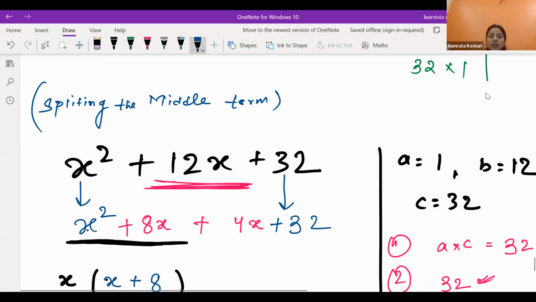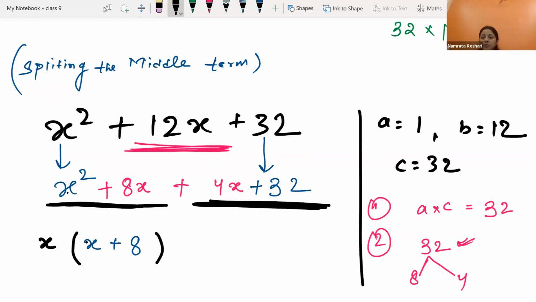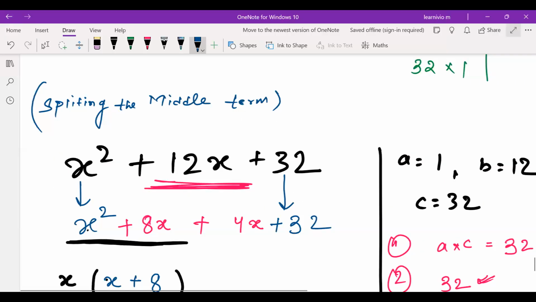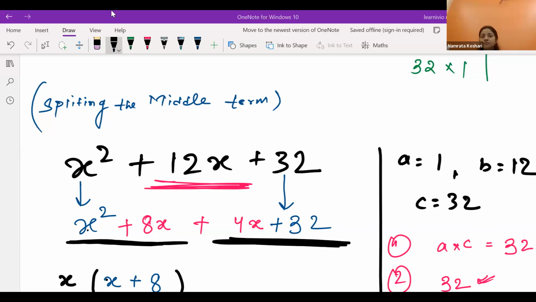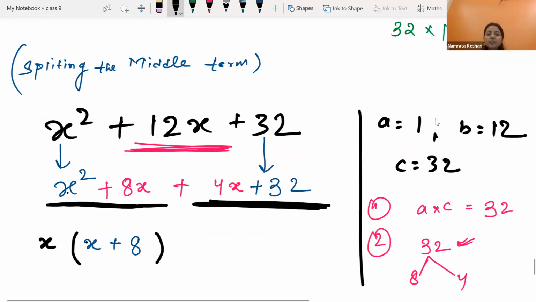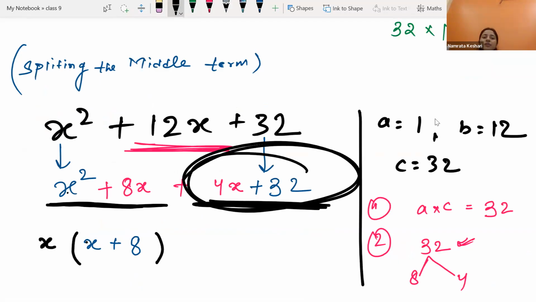Now the next two terms, 4x plus 32. Now the next two terms are 4x plus 32. Please focus over here. If I ask you what can be taken out as a common factor, please tell me. 4. Okay, yes, we can take out 4.